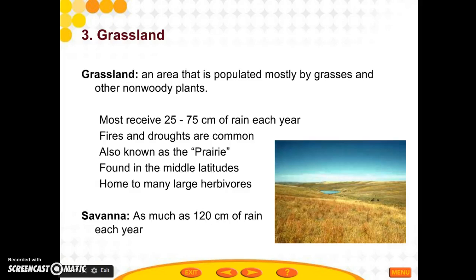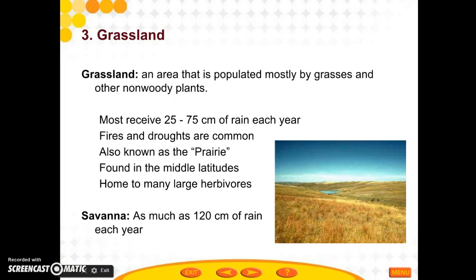Grasslands are characterized by, that's right, ladies and gentlemen, grass and other non-woody plants. So basically your short, little, tiny, stubby grasses. If you've ever driven out past Wichita or towards Wichita on I-35, you have driven through a grassland. The state of Kansas is mostly grasslands. However, we do not live in a grassland. I'll tell you where we live in a second.